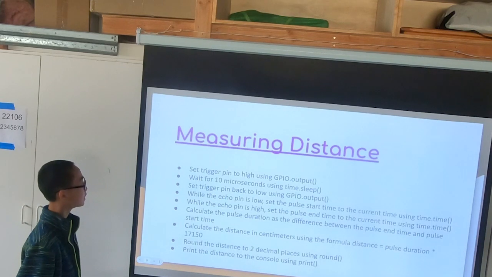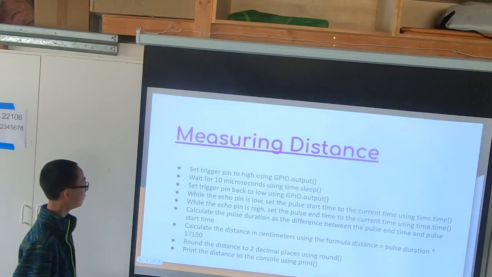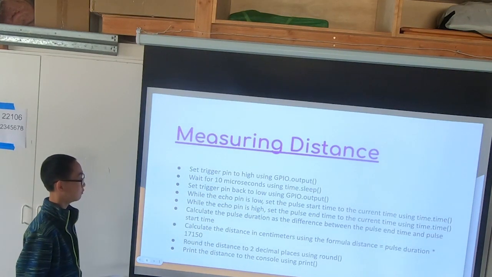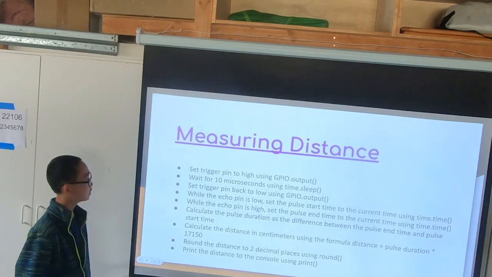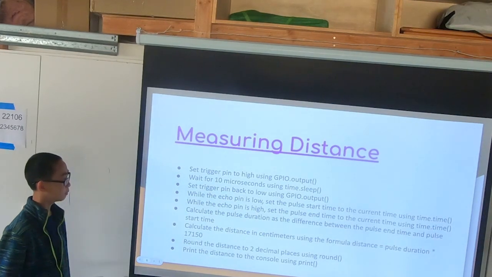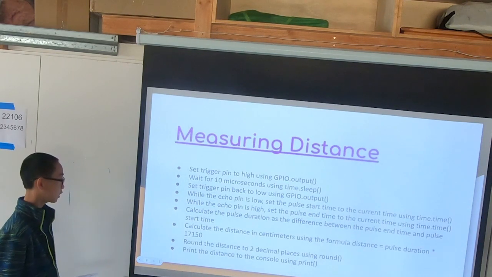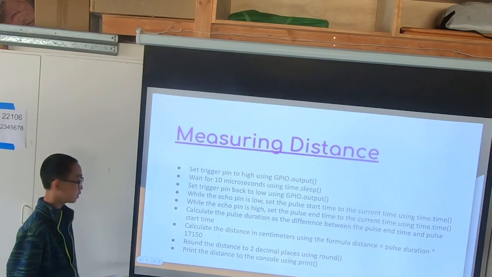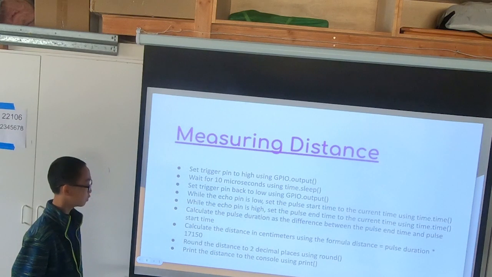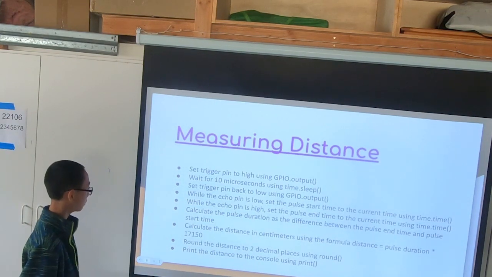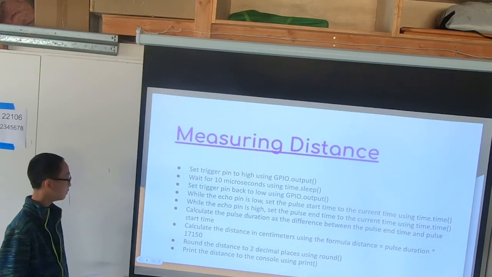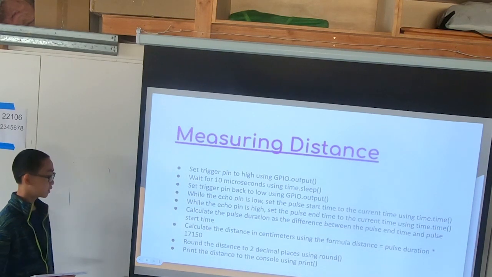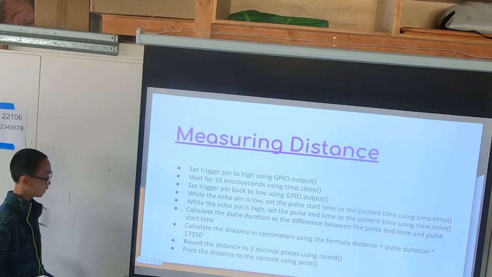Now once the echo pin is low, we set the pulse start time to the current time. And once the echo pin is high, we set the pulse end time to the current time. Then we calculate the pulse duration as the difference between the pulse end and pulse start. Calculate the distance in centimeters using the formula distance equals pulse duration times 17150. We rounded the distance to 2 decimal places, and then we printed the distance.